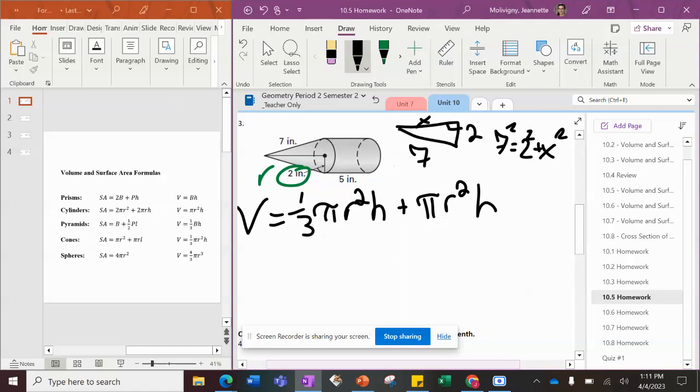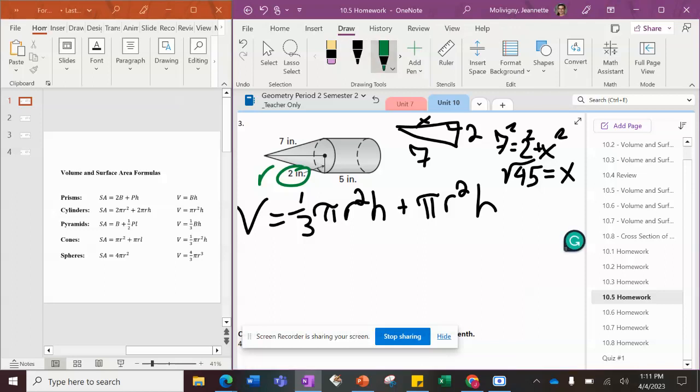Okay, so that's going to be 49 minus 4. So it's going to end up being the square root of 45 for our x value. And that's going to be the height of our cone. So all we have to do to find the volume is plug all of those numbers into our equation and then type it into a calculator. So r is 2 again, and then the height of the cone is the square root of 45, and then the height of the cylinder is 5.